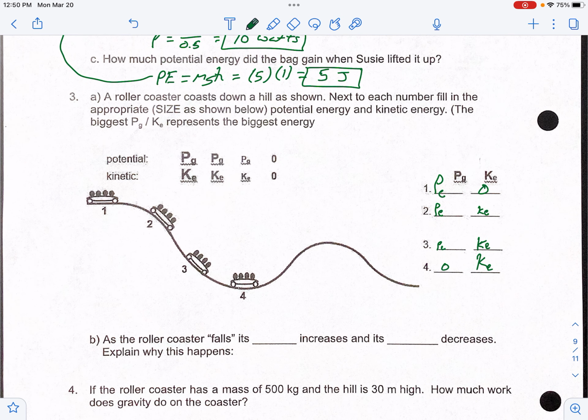So as the roller coaster falls, its kinetic energy increases because remember, your velocity is increasing, but your potential energy decreases because of your height. Okay, so we are losing height, which affects your potential energy, and gaining speed or velocity, which will affect your kinetic energy.